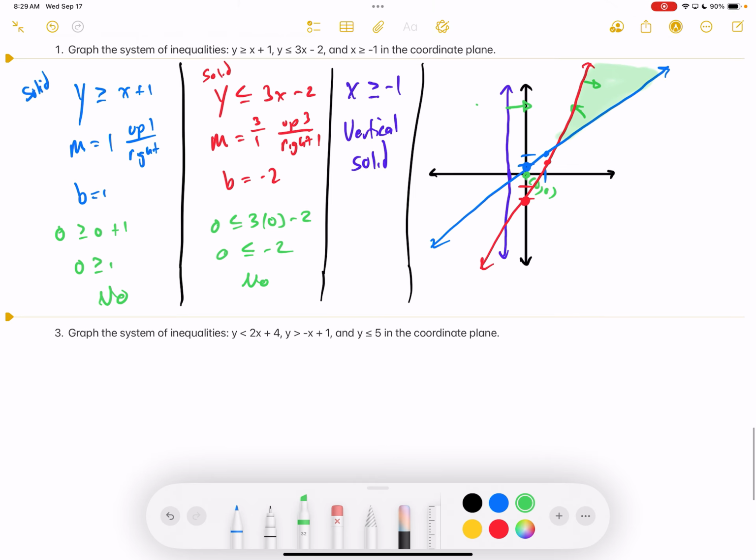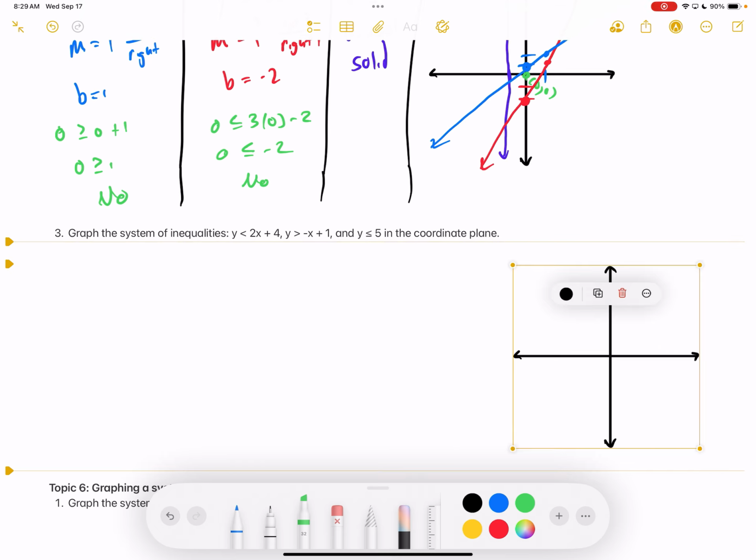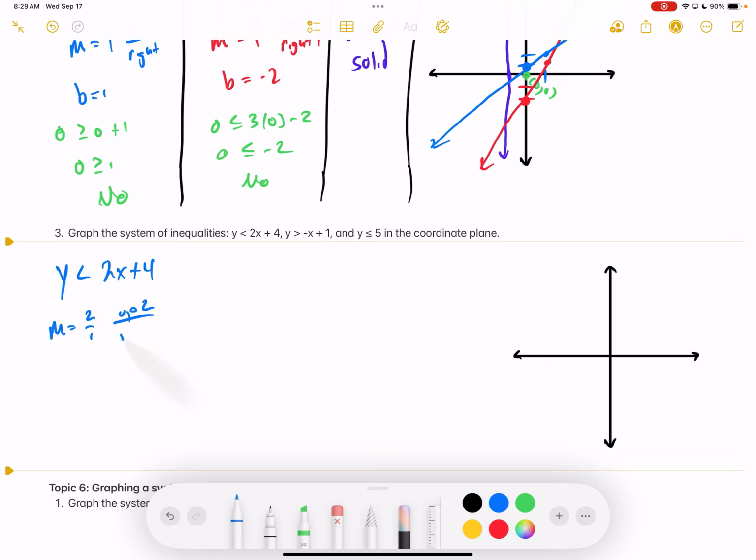All right, let's do one more of those. Y is less than 2x plus 4. This one, my slope is 2 over 1, so that would be up 2 to the right 1. And my y-intercept is at 4: 1, 2, 3, 4. And then I go up 2 to the right 1. This is a dashed line though, right? Because it's just less than.